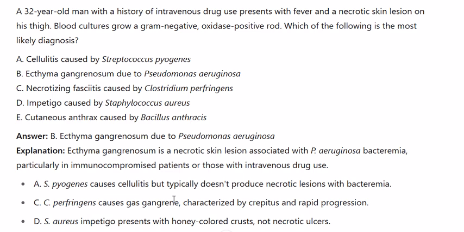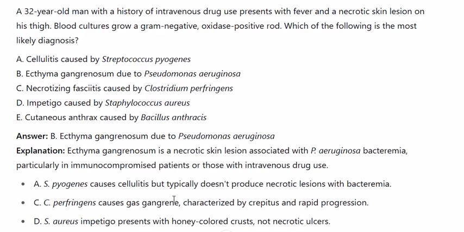A. Cellulitis caused by Streptococcus pyogenes. B. Ecthyma gangrenosum due to Pseudomonas aeruginosa. C. Necrotizing fasciitis by Clostridium perfringens. D. Impetigo caused by Staphylococcus aureus. E. Cutaneous anthrax caused by Bacillus anthracis. Answer B. Ecthyma gangrenosum due to Pseudomonas aeruginosa.